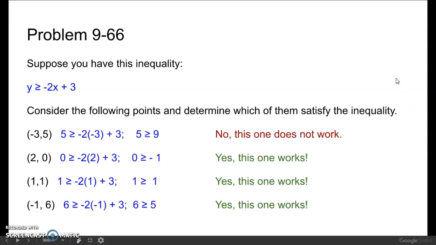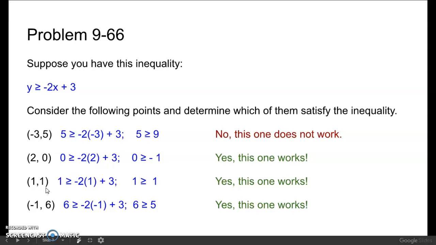All right, so you can see I did a little bit of work here myself. And what I discovered is that the first ordered pair does not work in the inequality, but the other 3 do work in the inequality. And you can take a look at the work that I did here. So let's take a look at the first one. So y is greater than or equal to negative 2 times x plus 3. So I ended up with 5 is greater than or equal to, so this would be 6 plus 3 or 9. 5 is greater than or equal to 9. No, that's false. So since it's false, it does not work in the inequality.